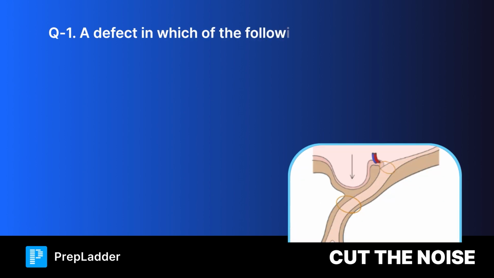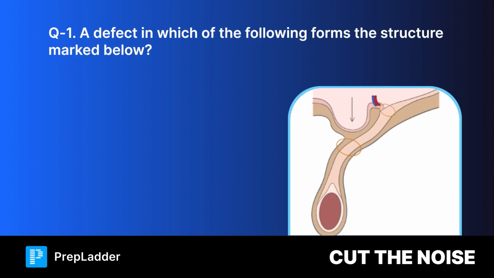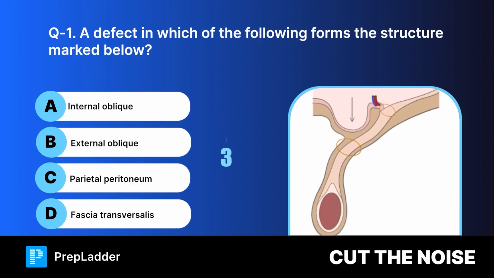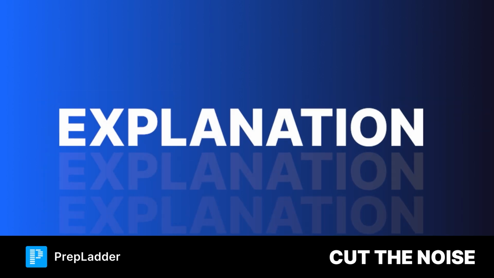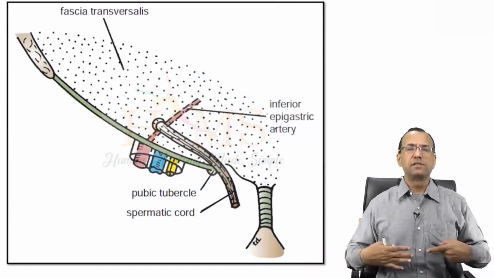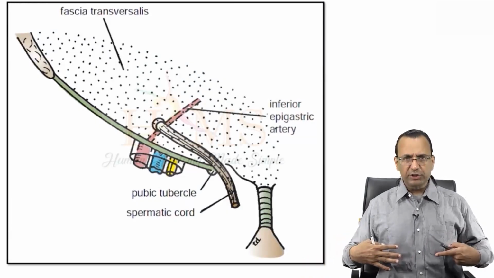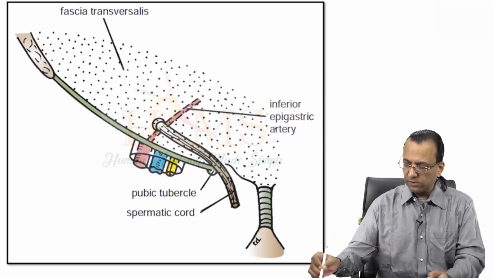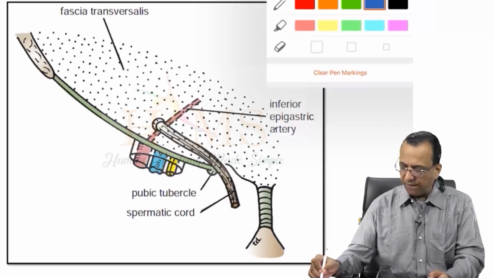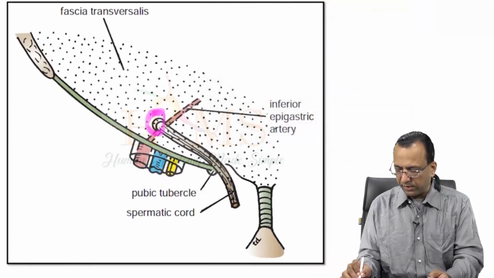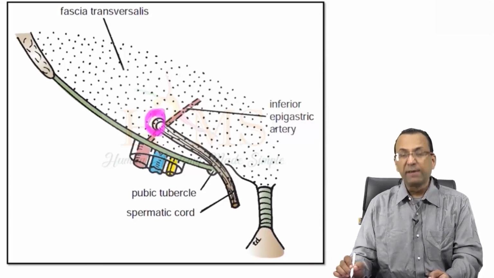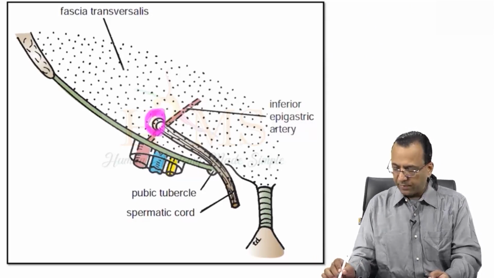Question 1. A defect in which of the following forms the structure marked below? Your options are, and the correct answer is fascia transversalis. Here's the explanation. What is deep to the transverse abdominis muscle? Deep to that is a fascia. Which fascia? That is the transversalis fascia. Can you see a defect in the transversalis fascia? That defect in the transversalis fascia, deep to transverse abdominis muscle, is a deep inguinal ring.